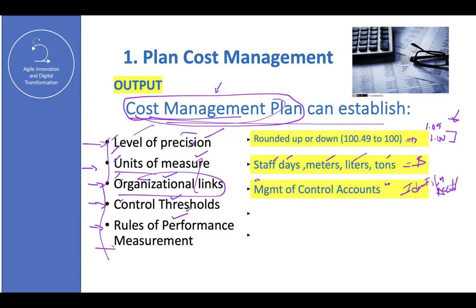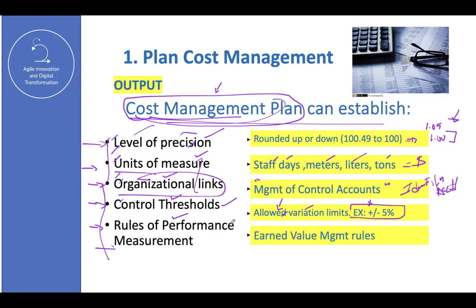Number 3, control thresholds. The definition of PMI, which I explained to you before in schedule management, is the allowed variation. It's the margin of error that you can have. So you need to specify, okay, we're not 100% accurate, so we can be more or less 5%. That is something that is PMI also in yellow. And rules of performance measurement, one more time: earned value management, which I'm going to explain as a critical path concept. In cost management it's a similar concept. It's not the same, but it's a very specific concept for cost management. So earned value management coming up soon.